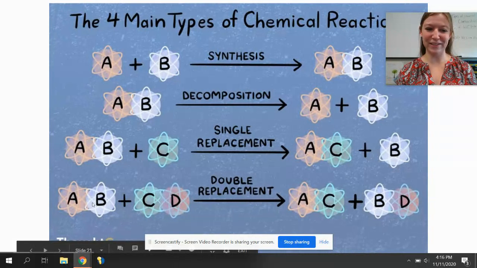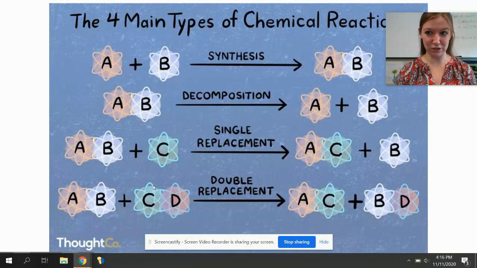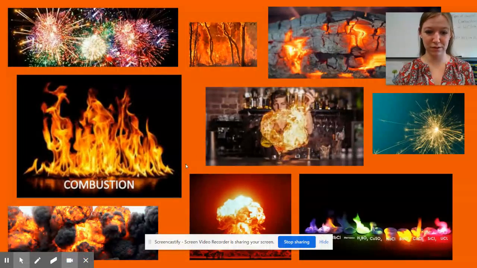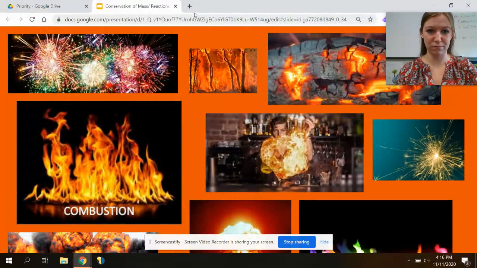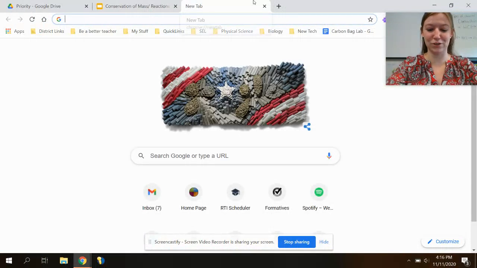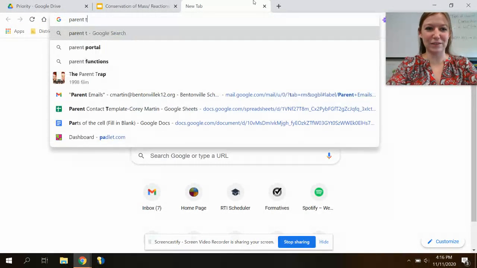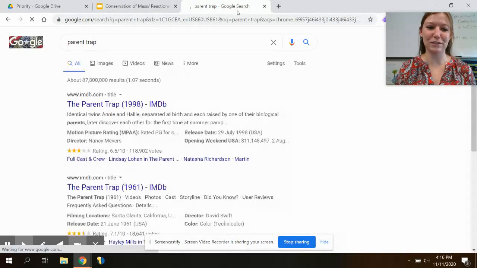And then we have double replacement. We have A and B together, C and D together. And they do, actually, I like to pause on the relationships one. I like to describe this like the movie The Parent Trap. So, oops. Not that one. Not that Parent Trap. Okay, so if we look up this movie, hopefully you guys have seen this movie.